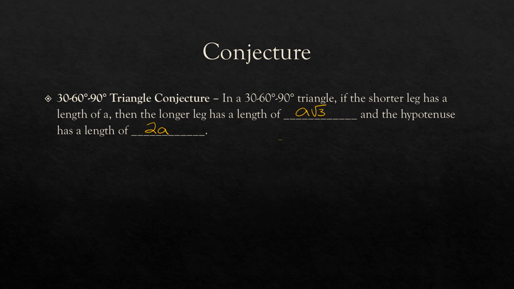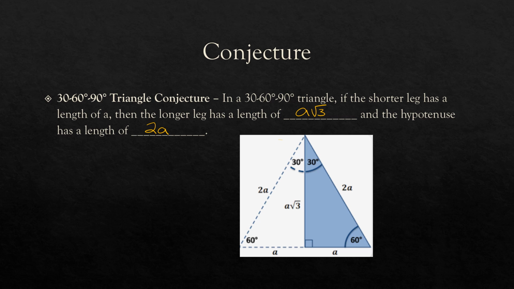So these relationships are good to know so that you can skip using the Pythagorean theorem and just put the numbers in. If I know that the short leg is 7, then I know that the hypotenuse is 2 times 7, or 14. And then I know that the longer leg would be 7 square roots of 3. I can do all that without even using the Pythagorean theorem. Here's a picture of our equilateral triangle cut in half to make a 30, 60, 90 triangle, and the a, a square roots of 3, and 2a relationship.